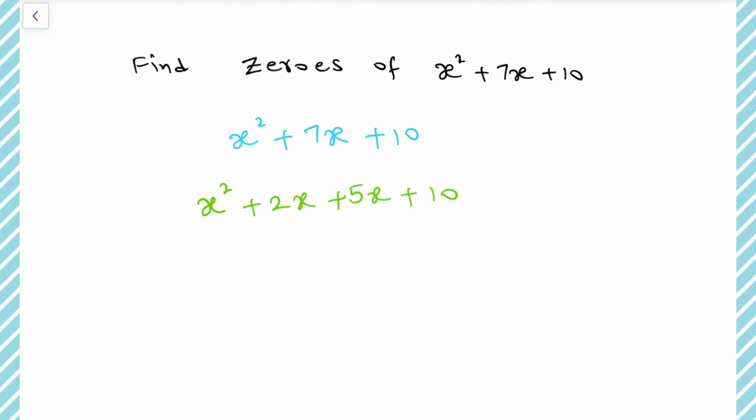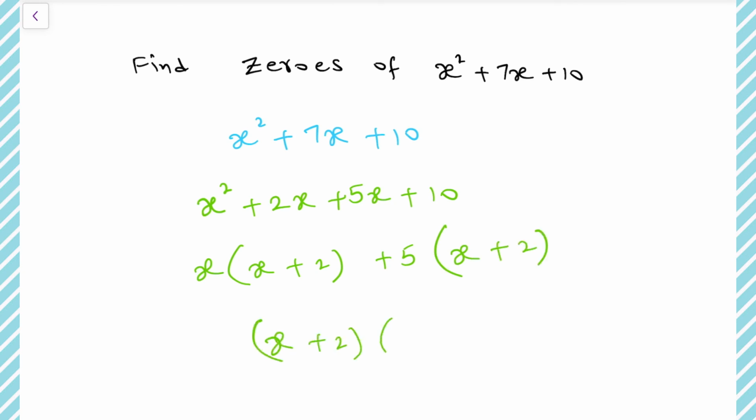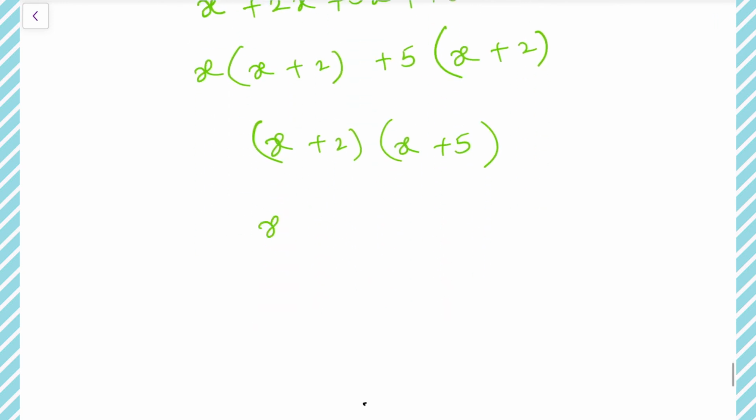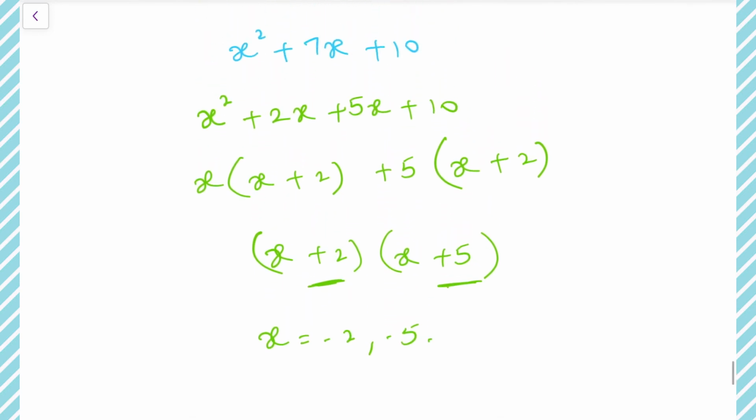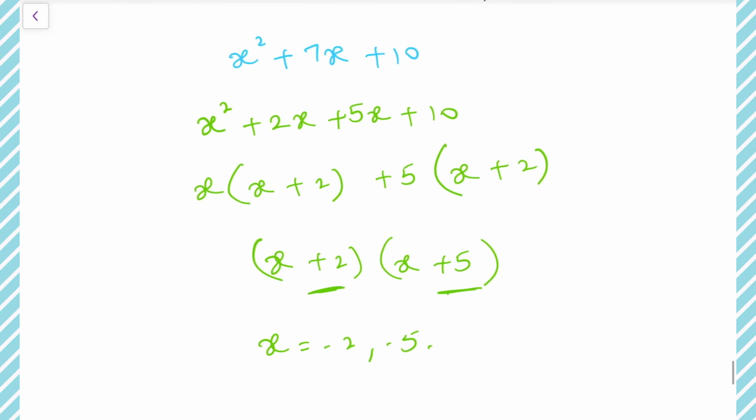Now from the first and second terms we can take out x common, then remains x plus 2. From the third and fourth terms I am taking 5 common, then remains x plus 2. So finally x plus 2 into x plus 5. Then x equals, here plus 2 is there, so minus 2. Here plus 5 is there, minus 5. So minus 2 and minus 5 are the zeros of the given quadratic polynomial x square plus 7x plus 10.